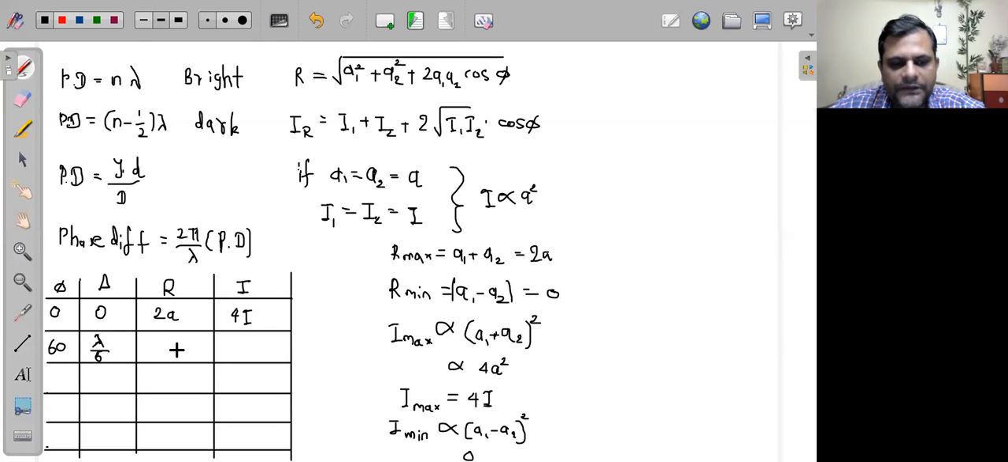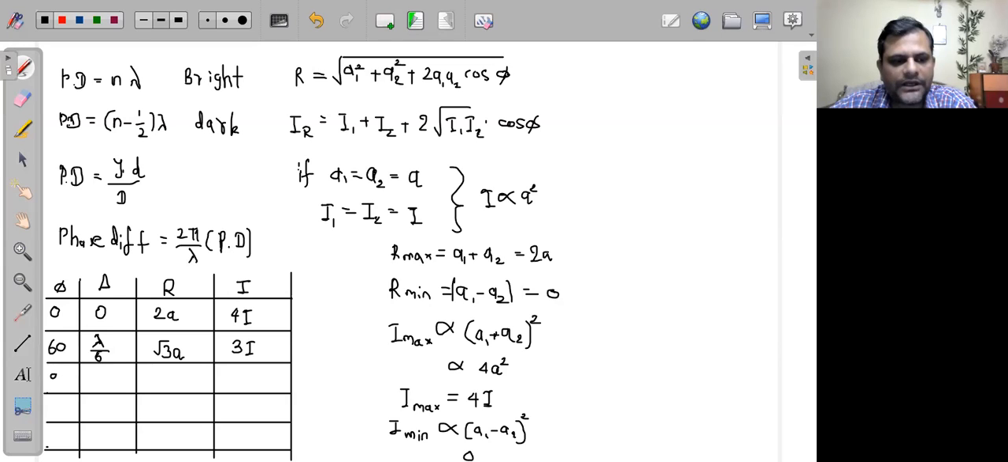Okay, that is the path difference. In that case, the resultant amplitude of the two waves will be √3 times the amplitude of any one of the waves, and the resultant intensity at that point will be 3 times the intensity of any one of the interfering beams.